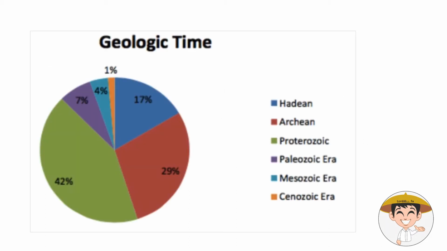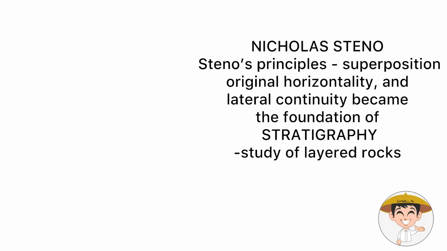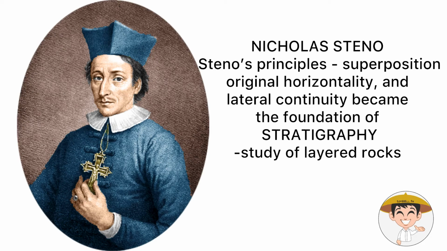Now, as you can see in this pie chart showing relative proportion of the major subdivision of geologic time, one of the first to recognize the correspondence between the rocks and time is Nicholas Steno. Okay, take note for Nicholas Steno. Steno's principles, superposition, original horizontality, and lateral continuity became the foundation of stratigraphy, the study of layered rocks. Again, stratigraphy, the study of layered rocks.